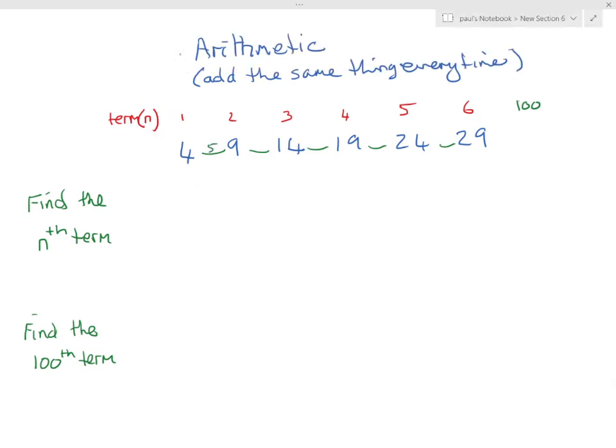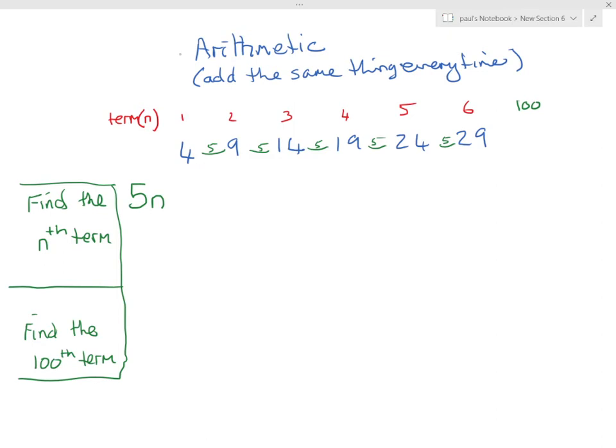Yeah, we've got 5. Add 5, add 5, add 5, add 5, add 5. So the first part of our answer, in order to find the nth term, is that number 5 is attached to the n. It becomes 5n. If there was a gap of 3, it would be 3n, but a gap of 5 is 5n. So we've got 5n. Now we need to find out what 5 times n is.